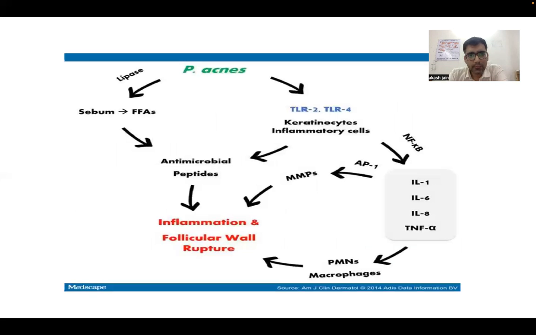Now, P. acnes will secrete lipase enzyme, which will degrade the triglycerides into free fatty acids. This will result in increased antimicrobial peptides, resulting in inflammation and follicular wall rupture. Apart from this, it also activates toll-like receptor 2 and 4 on the keratinocytes. And the newer pathogenesis mechanism is an increase in matrix metalloproteinases, MMPs.